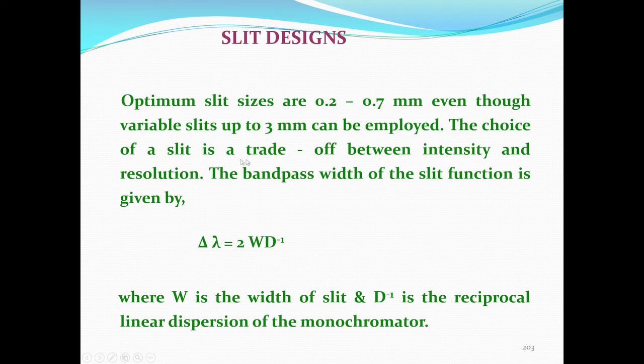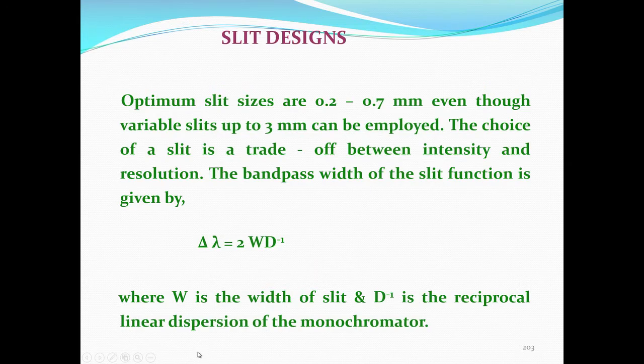So, we are discussing slit designs. The optimum slit widths in any spectrophotometer are approximately between 0.2 to 0.7 millimeter. Basically, what is a slit? A slit is a simple material, a metal plate in which a hole is made, that is a slit. I take a metal plate and make a small hole through which the radiation is coming.